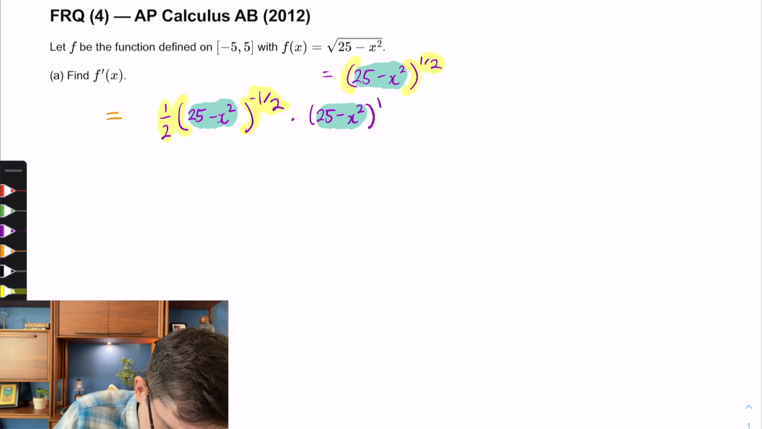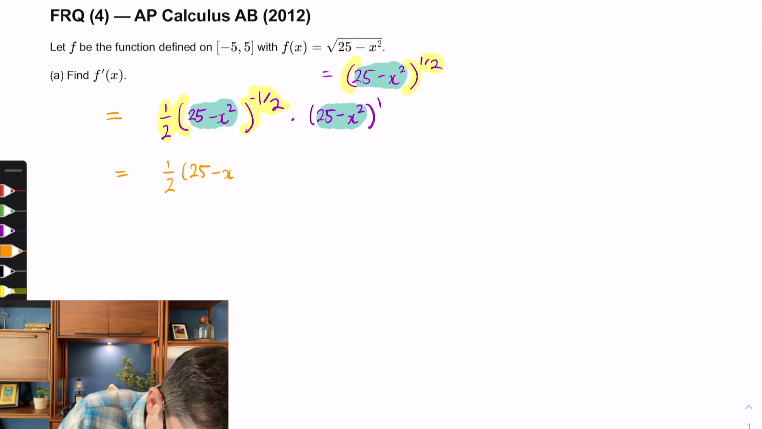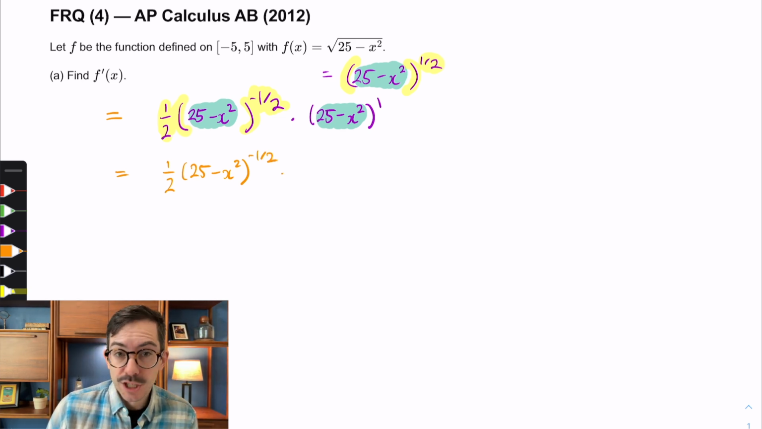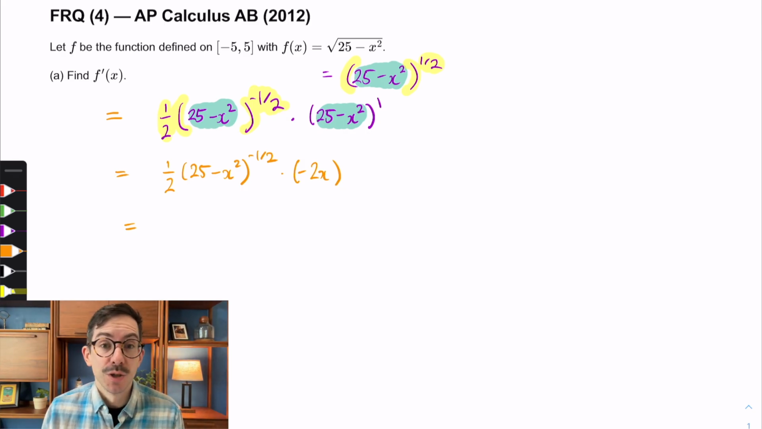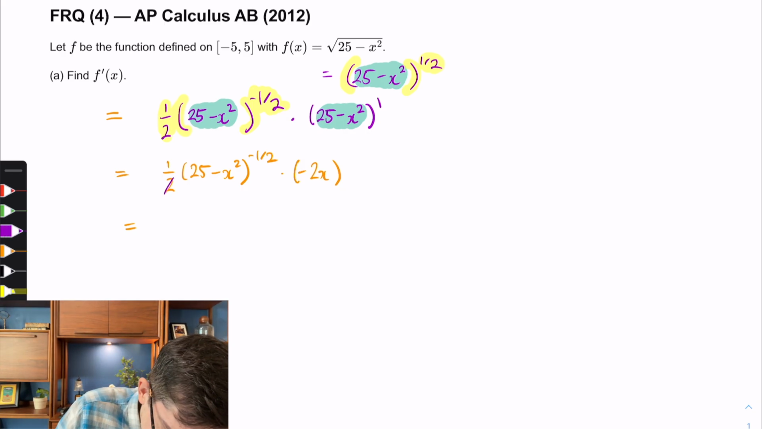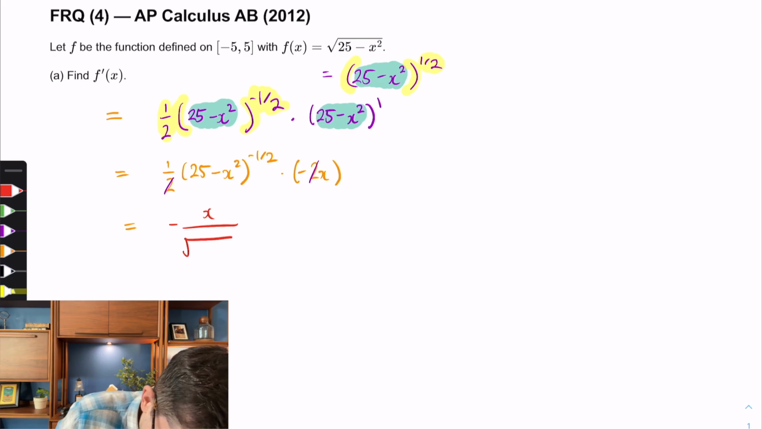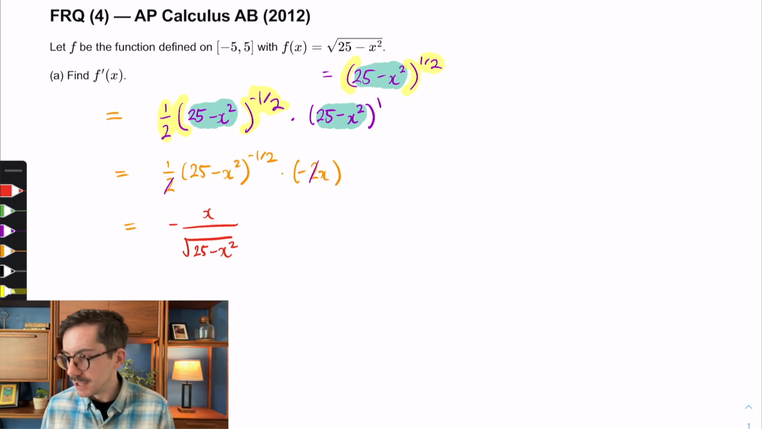So we need to keep going here because we do want to make sure that we are calculating all the derivatives to get full credit. So this is 1/2 times 25 minus x squared to the negative 1/2. The derivative of 25 minus x squared, that's just a polynomial, is negative 2x. Now, you don't need to fully simplify on the AP, so don't waste time on that under exam conditions, but here we can do a little bit of simplifying to get our final answer: negative x over the square root of 25 minus x squared. So that is our final answer.